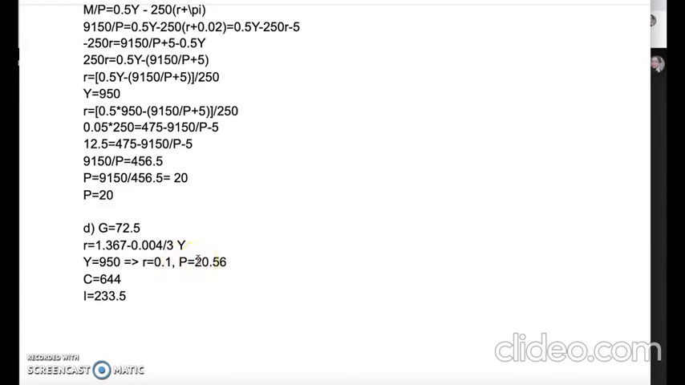And the LM curve then will give us the price level, which equals 20.56. Then we'll calculate the consumption by just substituting all the values into the equation, and we will have the consumption equal to 644, and investment equals 233.5. The real wage, employment, and output are unaffected by the change.